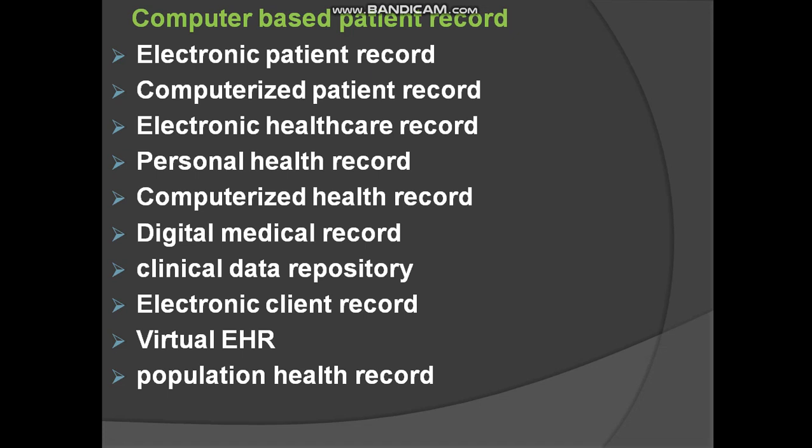Then the third one is electronic health care record. It contains all patients' health information. Then the fourth one is personal health record.